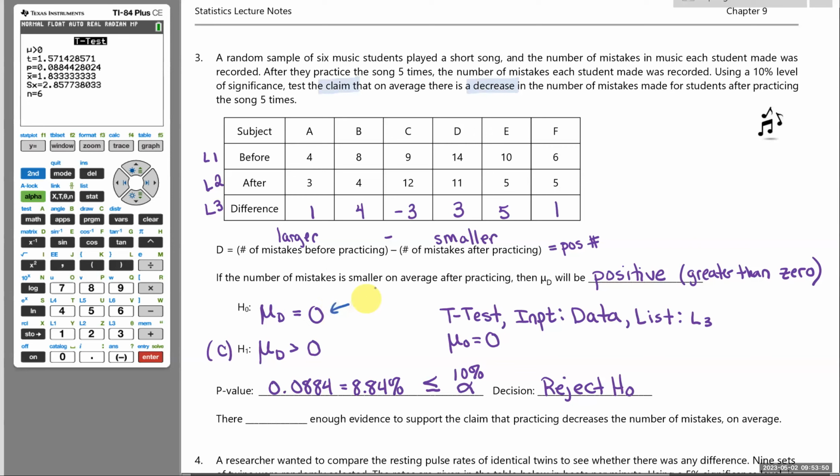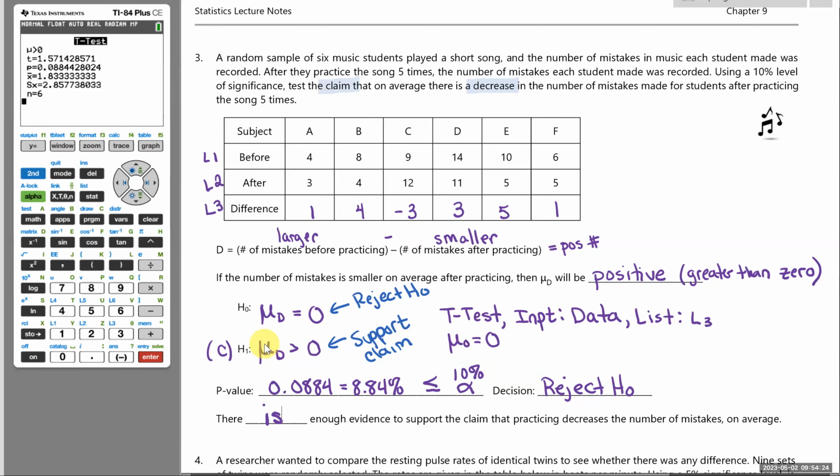And as always, when we reject the null, we are supporting our claim, because our claim is our alternative hypothesis. So we would say that there is enough evidence to support a claim that practicing will decrease the number of mistakes on average. And this will be for the population. So for all students who practice, we think on average, the mistakes that they make will decrease.